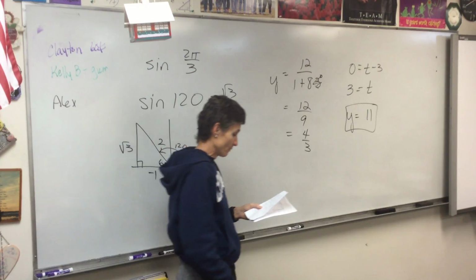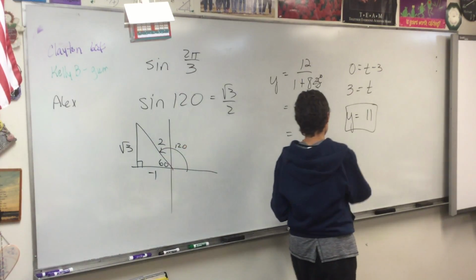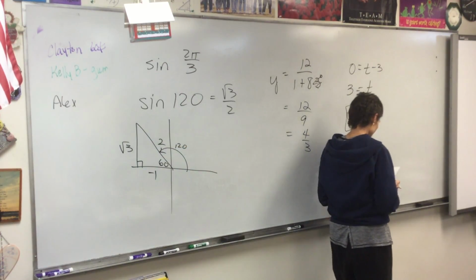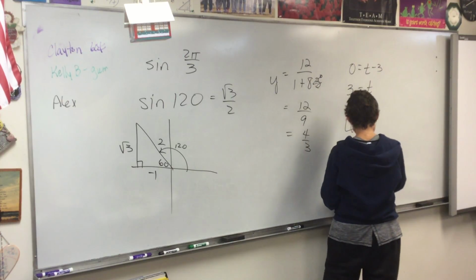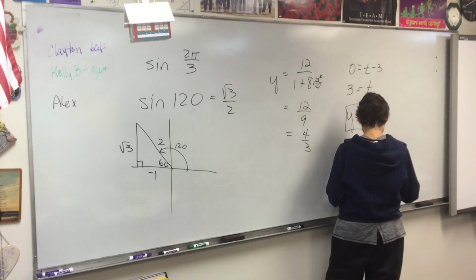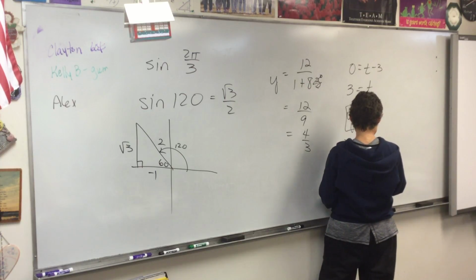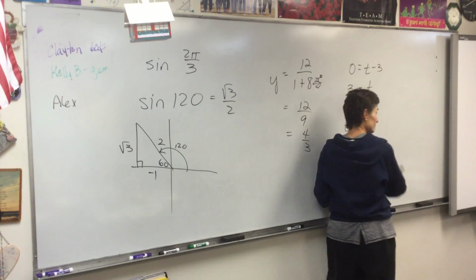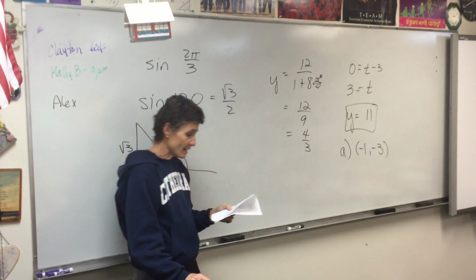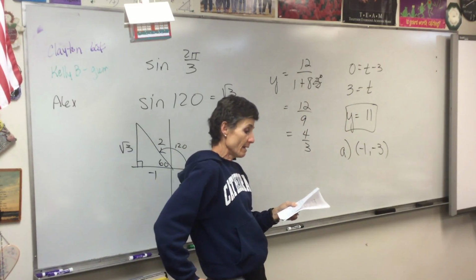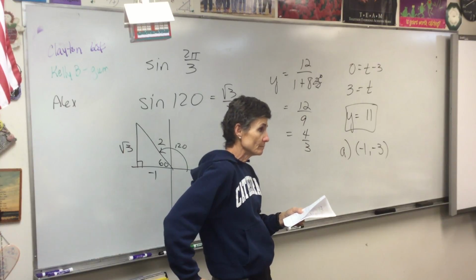Number 5, find the vertex. Well, A is pretty easy. The vertex of A is negative 1, comma, negative 3. In problem A, everybody look at 5A, aren't we going left 1 and down 3?